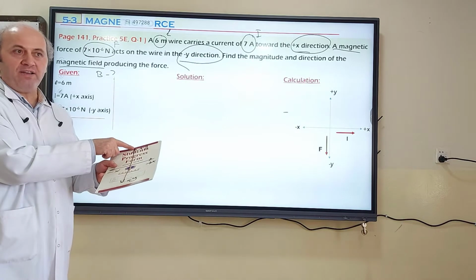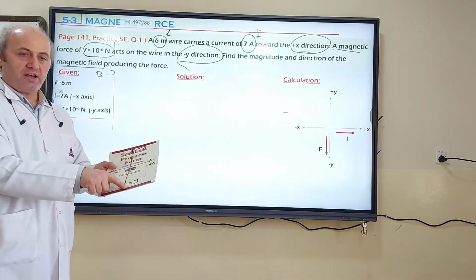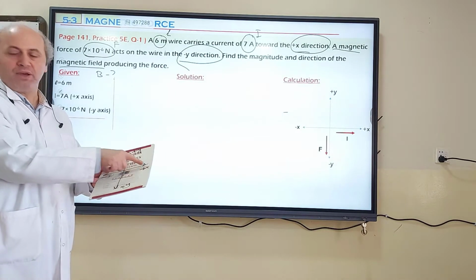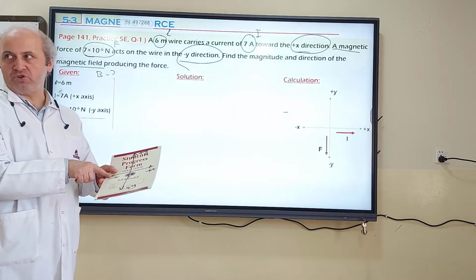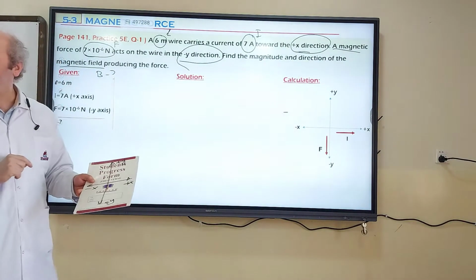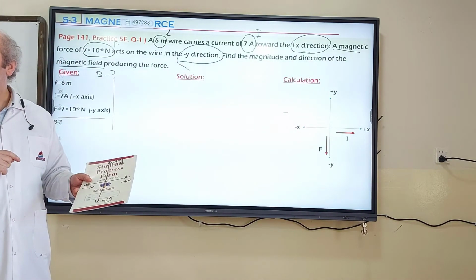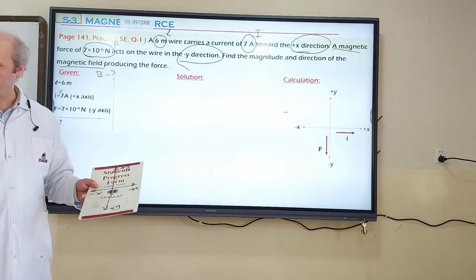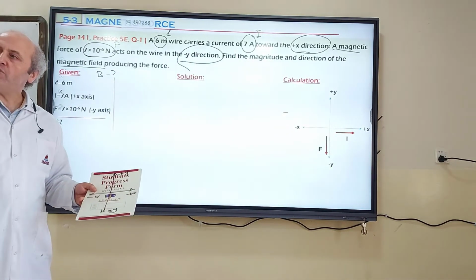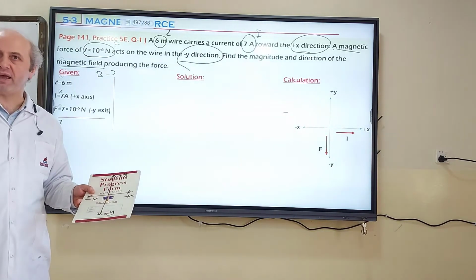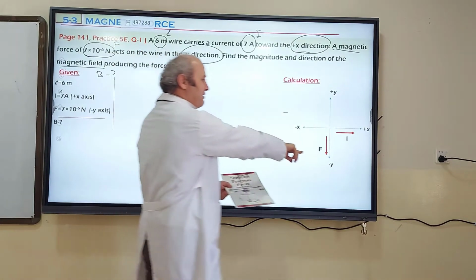So positive Y is to the top of your page. Negative Y to the bottom of your page. Positive X to the right of your page. Negative X to the left of your page. Now, let's start. What is given in the problem? F and I. F is the force. If the magnetic field is the question, show first by indicating the direction of the magnetic force. In which direction is the magnetic force?